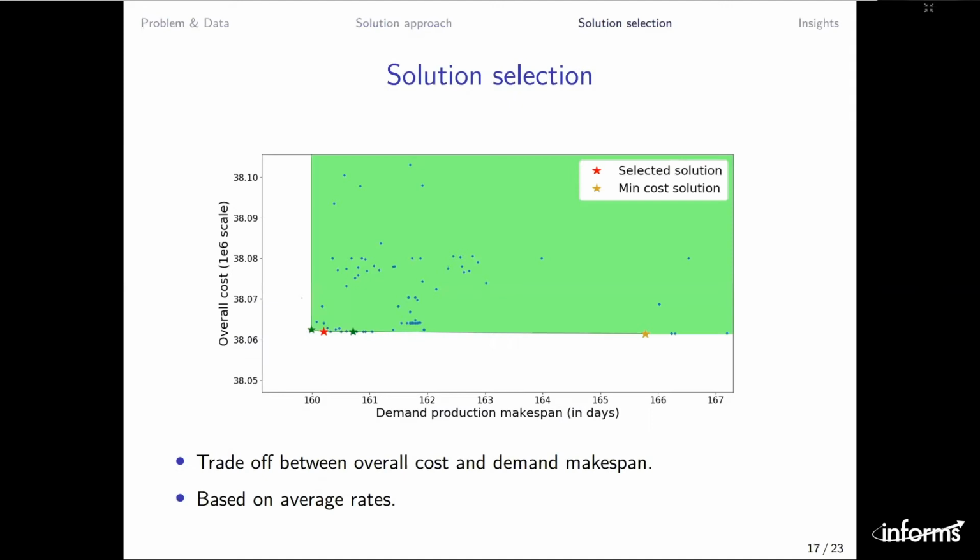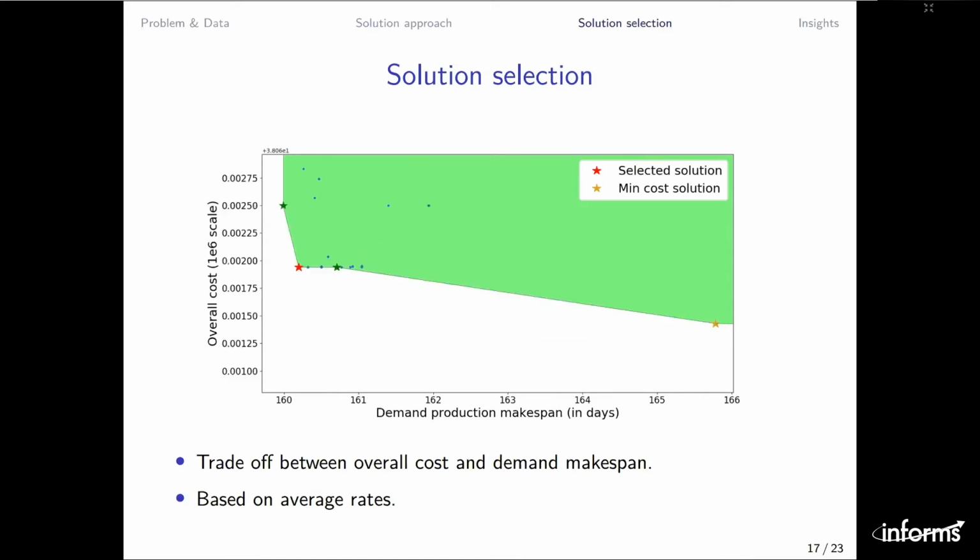Concerning our solution selection, first, we only studied solutions that cover demand before deadline. Then, we analyzed these solutions regarding overall cost and demand makespan, obtaining a Pareto frontier of efficient solutions. To build this curve, we use average processing rates in the simulation model. As shown in the scatter plot, it is interesting to notice that the variation of cost for efficient solutions along the demand makespan axis is very small.